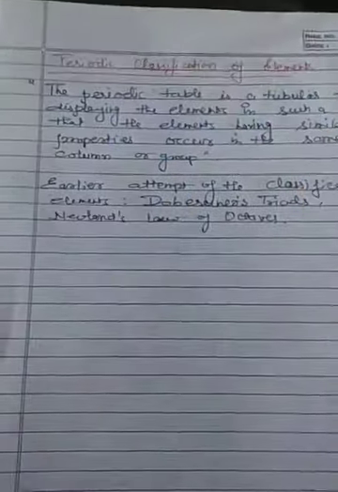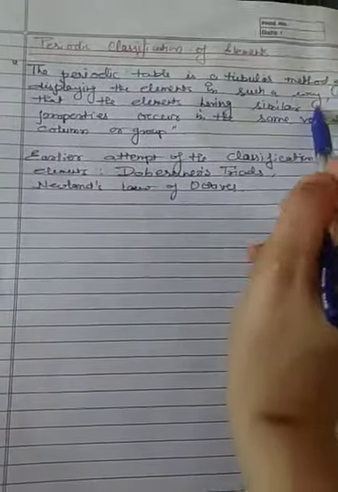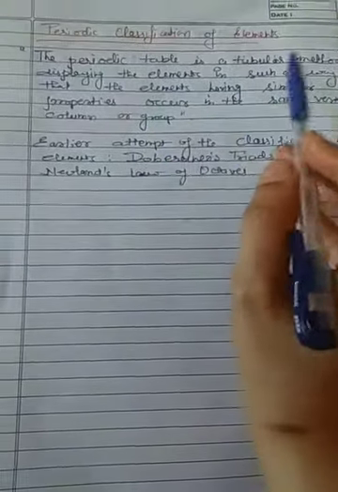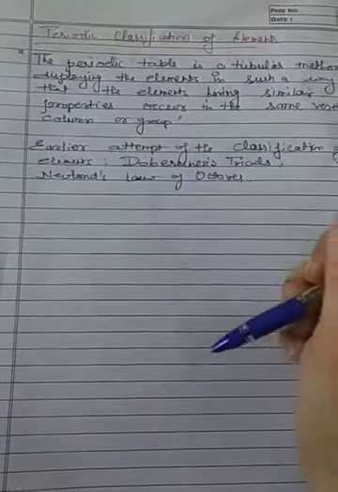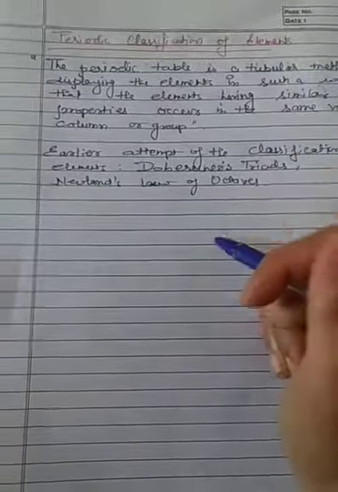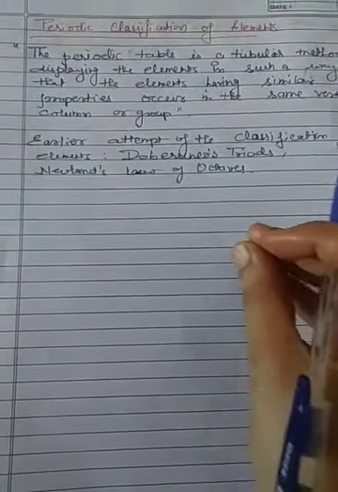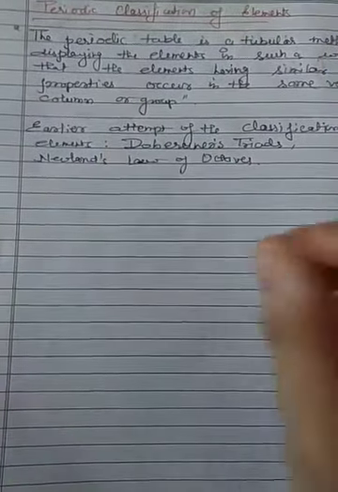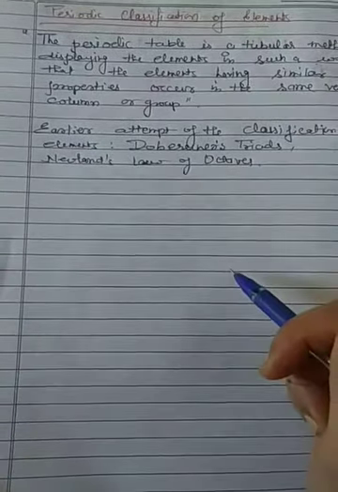Periodic classification of elements. Firstly, we should know what is the use of the periodic table. The periodic table is a tabular method of displaying the elements in such a way that elements having similar properties are placed together. It means we need the periodic table to place the elements with similar properties, due to which it will be easier for us to find out the properties of the elements.